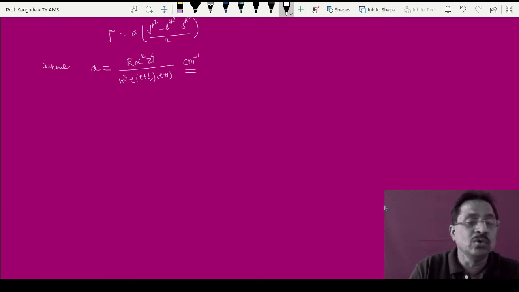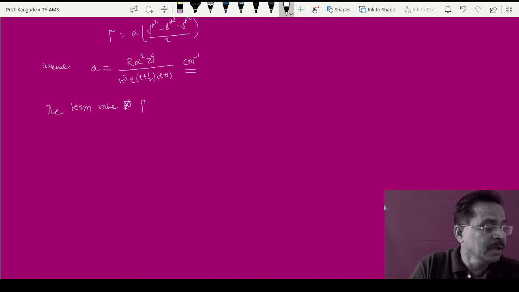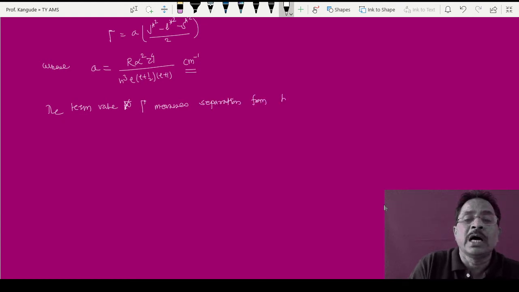The term value gamma, not F, gamma, this is a Greek letter here, measures the separation from the hypothetical center.